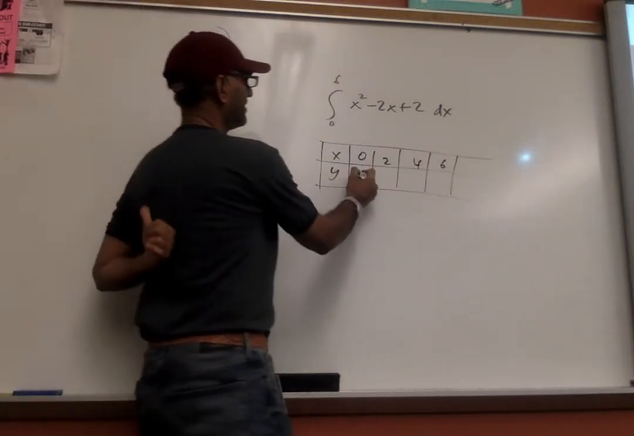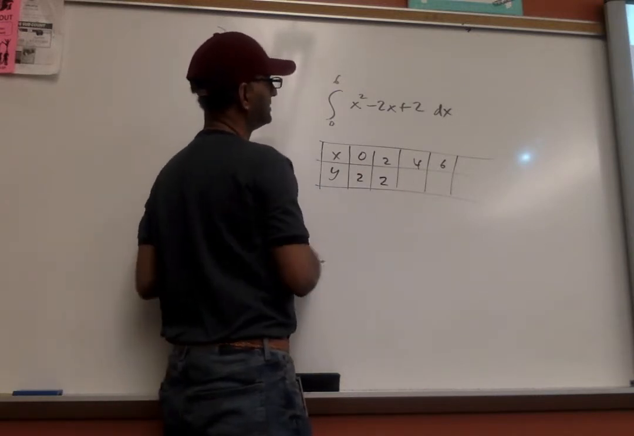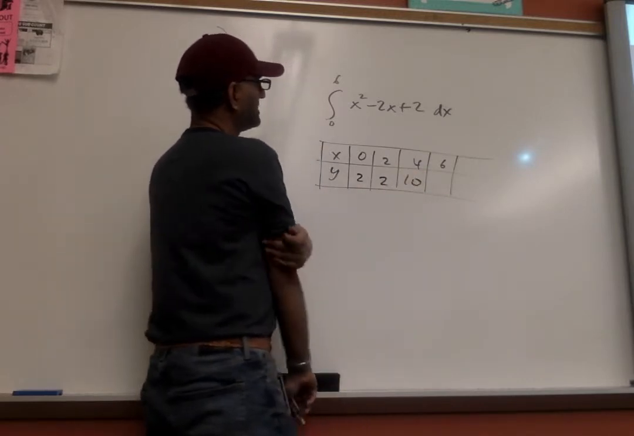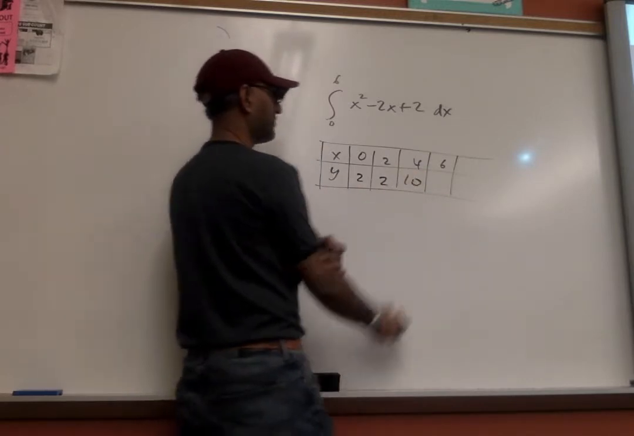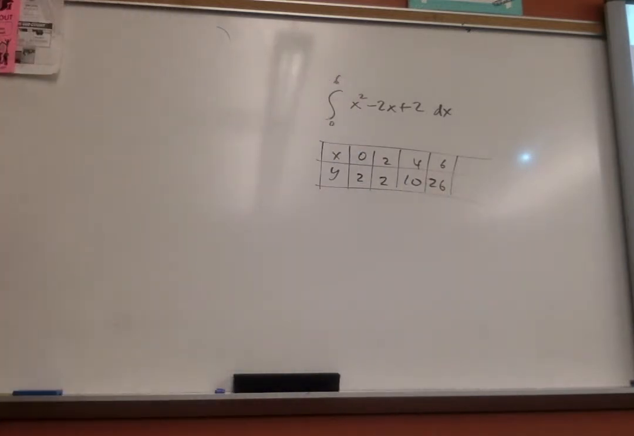Let's plug in 0, you get 2. 2 squared, 4 plus 2, 4 minus 4, 0. This is 2 also. 4 squared, 16 plus 2, 18 minus 8 is 10. And then 6 squared, 36 plus 2, 38 minus 12 is 26. Here's another reason this is weird.